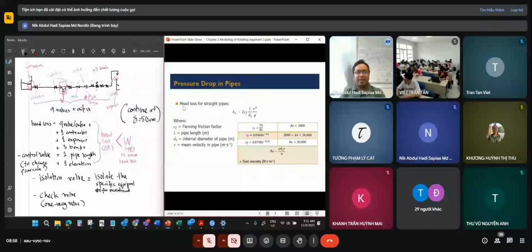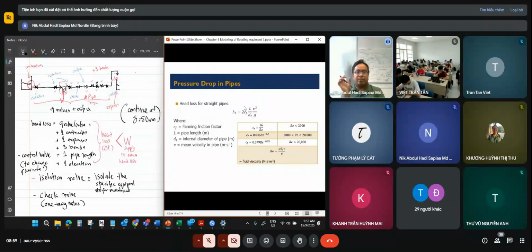So the first is the head loss for a straight pipe. Throughout this pipe length here, this is the calculation for the head loss. First, the head loss is equal to 2 Cf L v squared over g D. The Cf would represent a friction factor, L the length of the pipe, v the velocity of the liquid inside the pipe, and also the D here, the internal diameter. So the challenge here is how can we calculate the friction factor?